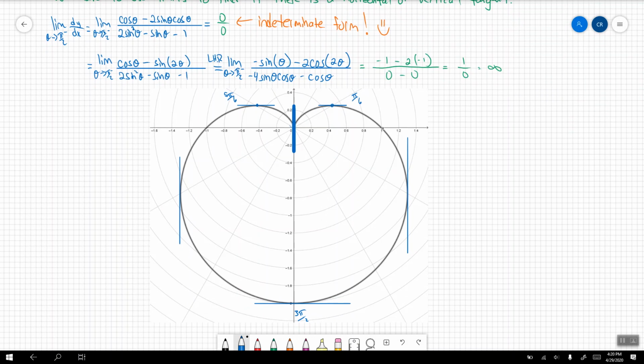All right, so hopefully you all enjoyed this visualization of these polar coordinates and how to find their vertical and horizontal tangent lines. And we'll continue polar coordinates in the next section. So I will see you then.